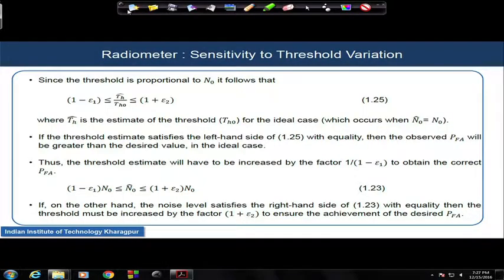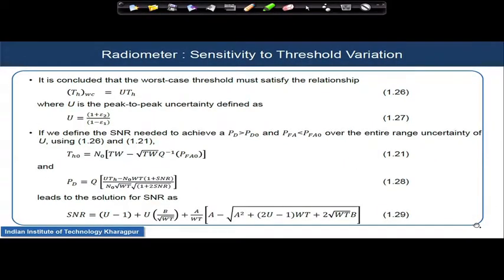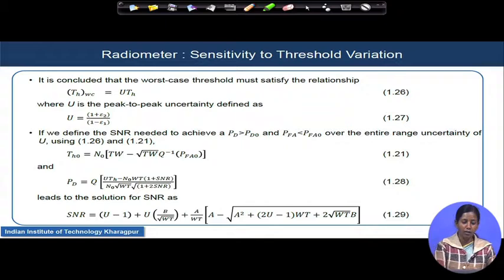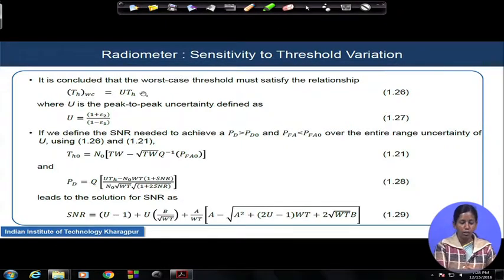Anyway, the estimated false alarm probability needs to be readjusted based on where your estimate lies between. So, it is concluded that the worst case threshold must satisfy the relationship of 1.26. Your threshold is worst chosen. So, it will be a factor of the actual threshold value. This we call the peak to peak uncertainty involved, which will be given by this factor of 1 plus epsilon 2 by 1 minus epsilon 1.